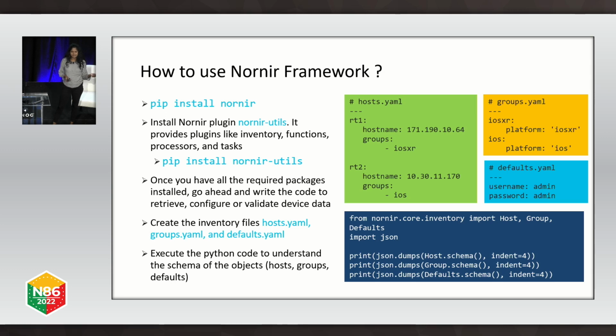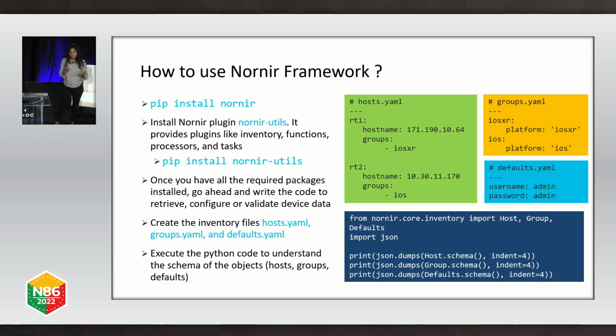So how to use this framework? You just have to install Nornir and the Nornir plugins called Nornir Utilities. It provides plugins like inventory, functions, processes, and tasks. Then once you have all the packages, you have to create the inventory files, the YAML files. Here you can see the hosts, groups, and defaults YAML files.